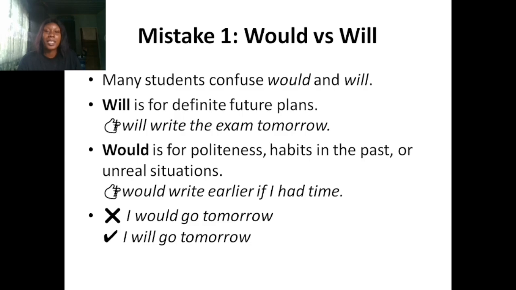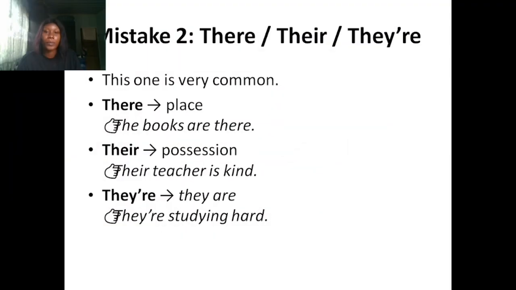On to the next mistake. There, their, and they're. Now, this one is very common. I've seen it in essays while reviewing student essays while marking. I've seen students misuse these words very easily. Let's look at the first one, there. It shows place, the position of something. The books are there.